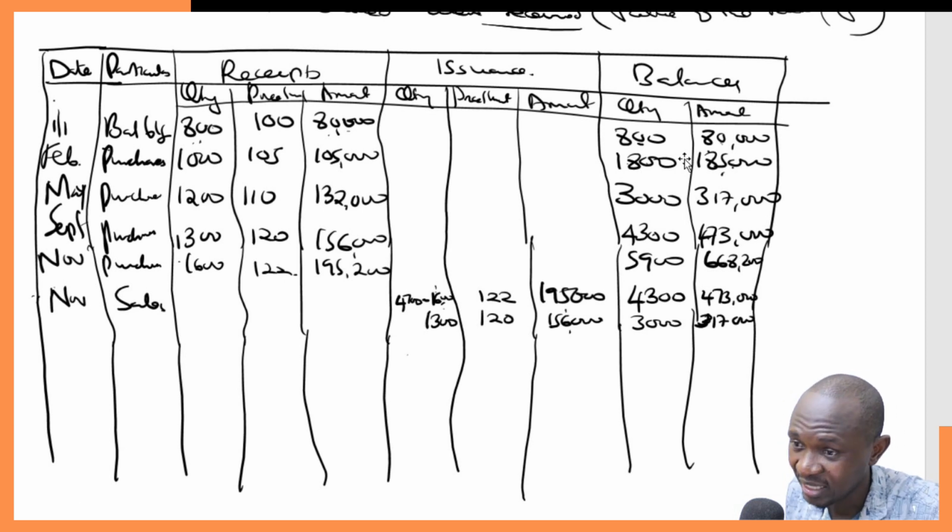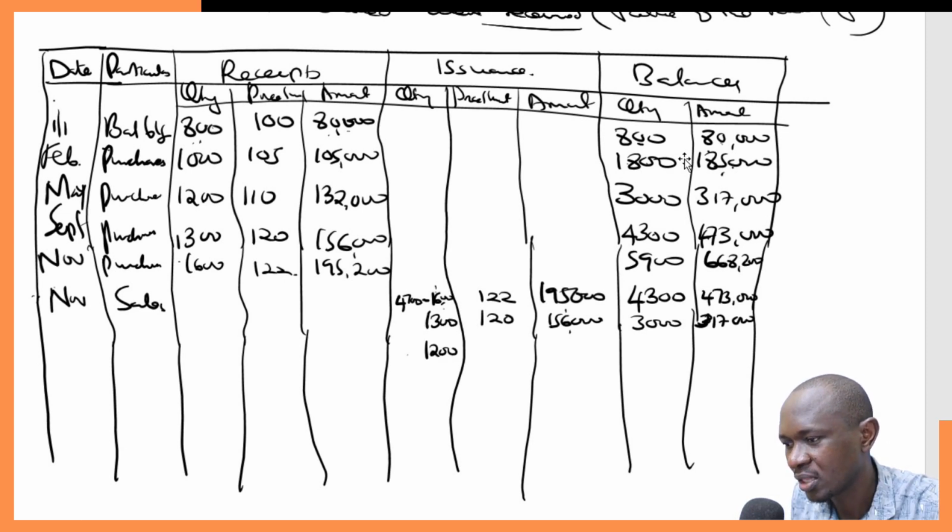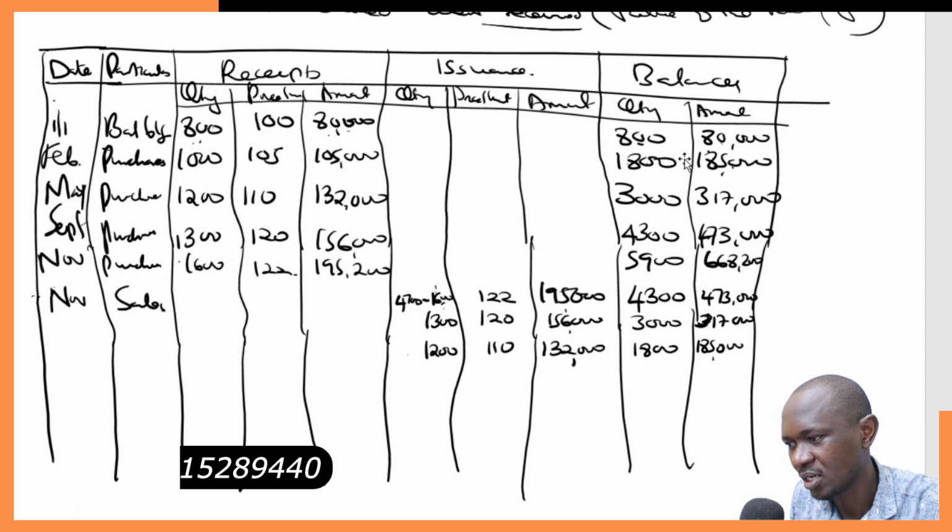Since we've exhausted these two most current batches, we go to the third level, which is now 1,200. We had received this at 110, so we release them at 110, which will cost the organization 132,000. So then 3,000 minus 1,200, we have 1,800. 317,000 minus 132,000, we have 185,000.